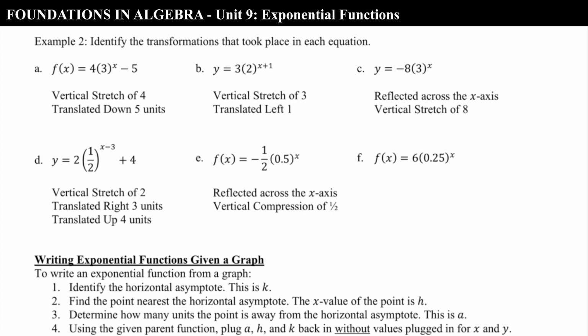It doesn't matter what your base is. That is not going to be part of the transformation because you're going to have a different parent function. You have different parent functions for 2 to the x, 3 to the x, 4 to the x, 1/2 to the x, and so on. And then for F, 6 out in front tells us we're stretched by 6, and that is the only transformation happening in this equation.